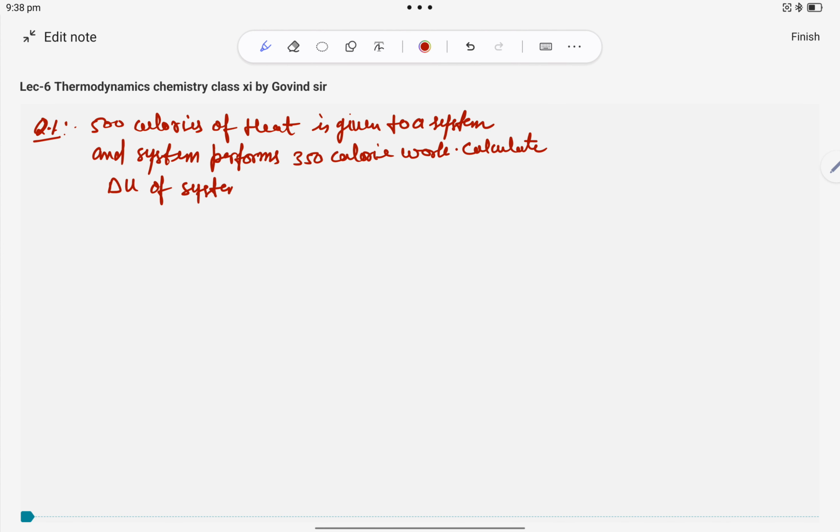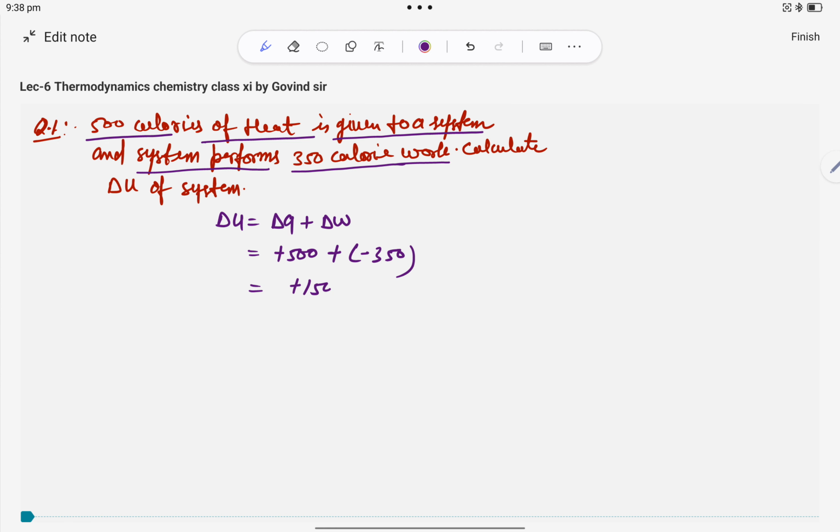Okay, so check it. 500 calorie heat is given to the system and the system performs 350 calorie work. So delta U is equal to delta Q plus delta W. Delta Q: 500 calorie heat given to a system, heat given, so its value will be positive, plus 500. System performs 350 calorie, so it will be negative. So the answer will be plus 150 calorie. That is the internal energy change. So here the language you have to focus on, children. System performs, so work will be negative. Given to the system, then it is positive.